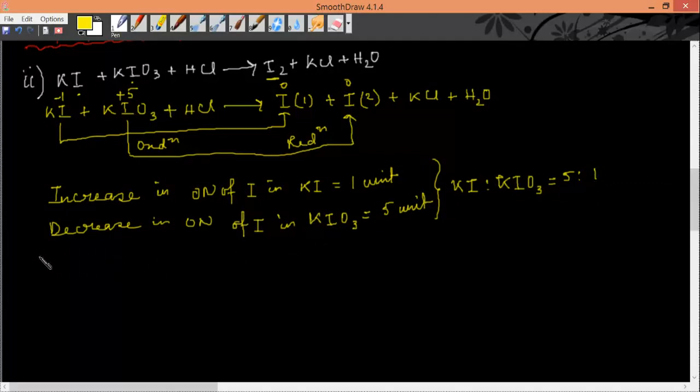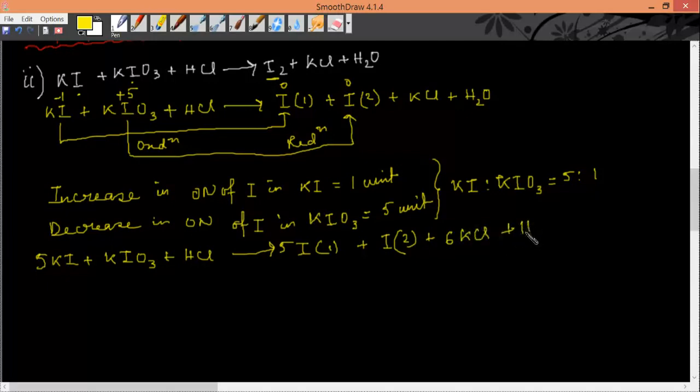Now try to balance: 5 KI plus KIO3 plus HCl. From 5 KI we will get 5 I and 1 I from KIO3, plus 5 K plus 1 K, that is 6 K. So we will get 6 KCl from this, plus H2O. Now 6 KCl, containing 6 Cl, comes from HCl. So we will also require 6 HCl.